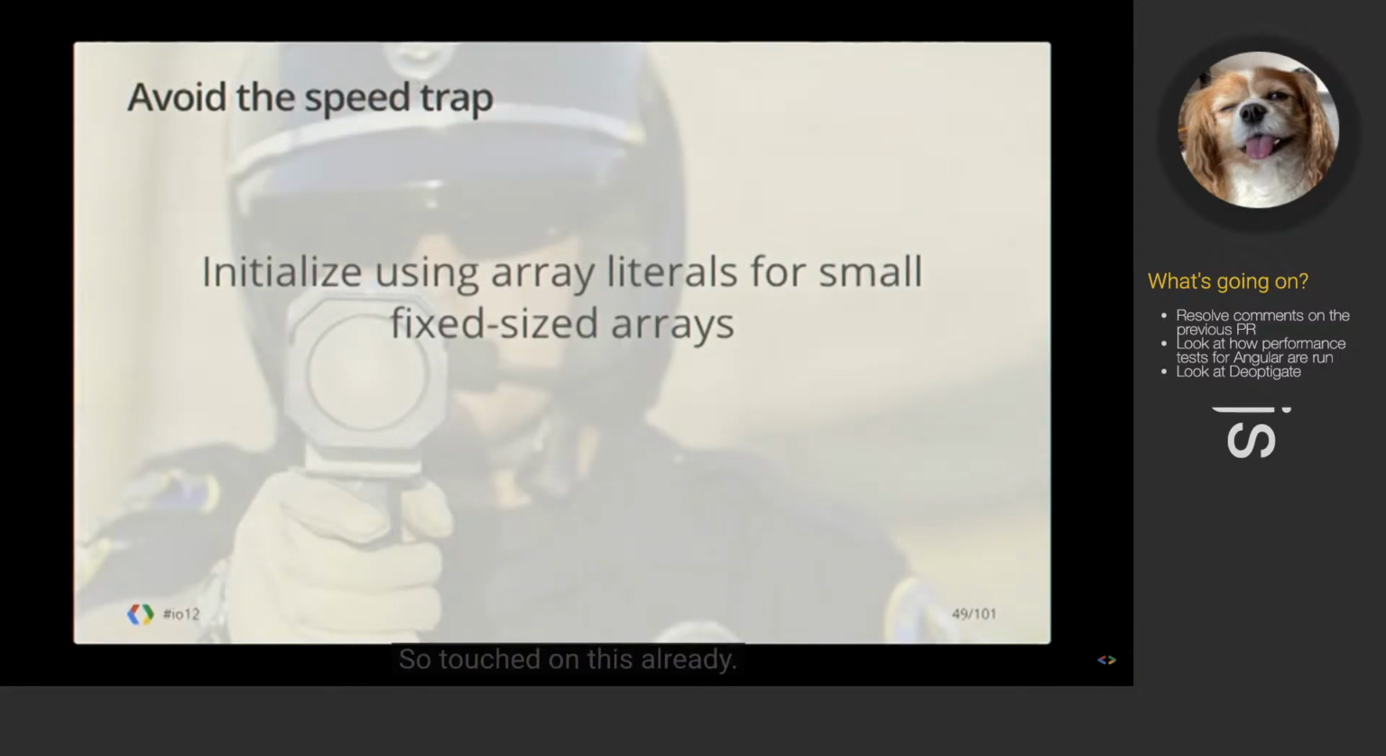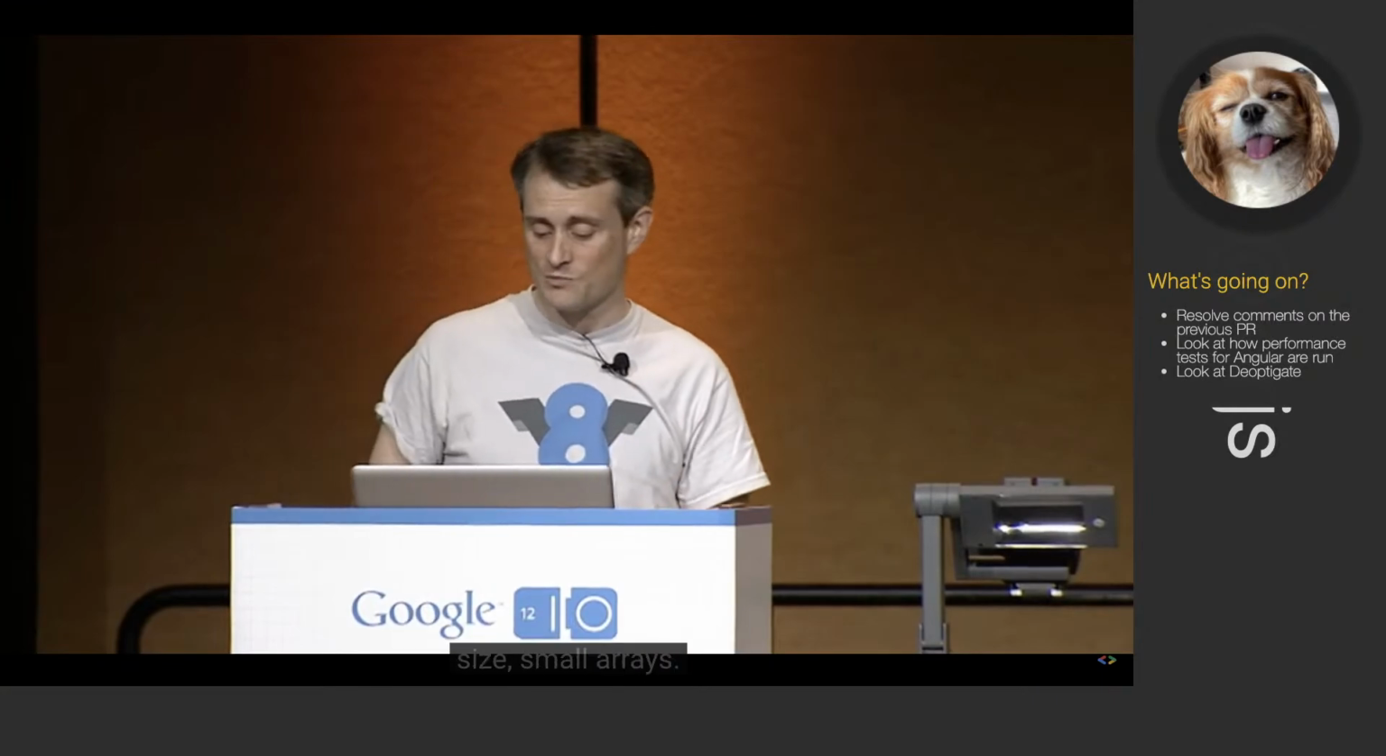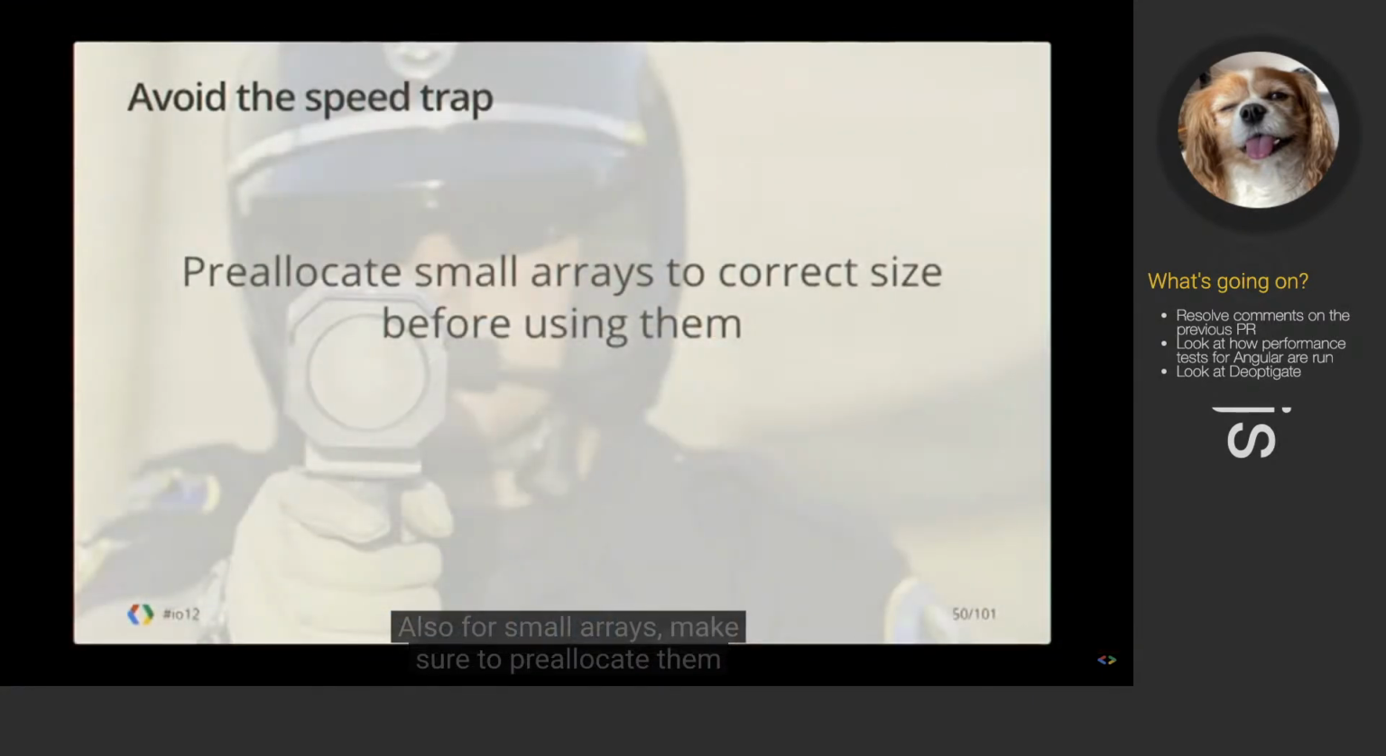So, touched on this already. Speed trap. Make sure, wherever possible, you initialize arrays with array literals, especially for fixed size small arrays. Also for small arrays, make sure to pre-allocate them before you use them. Now, again, this is different than large arrays. Large arrays, remember, more than 65,000 elements. You want to make sure to grow as you go so that you don't go into dictionary mode.